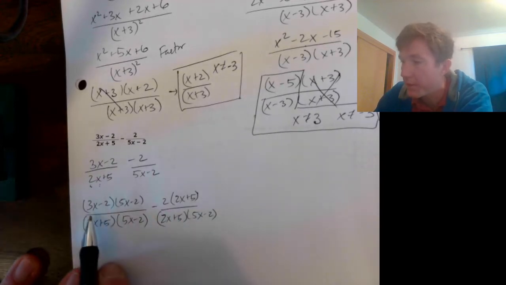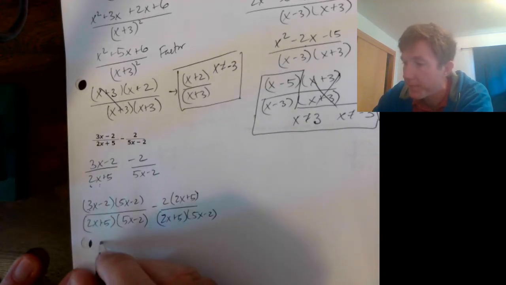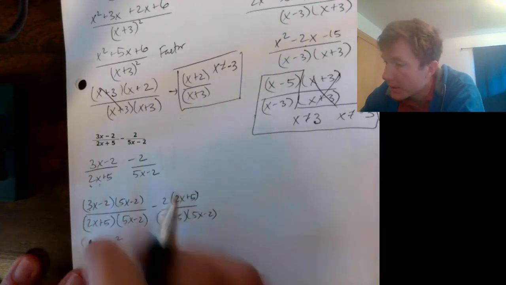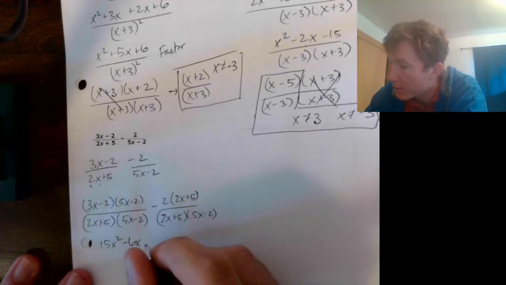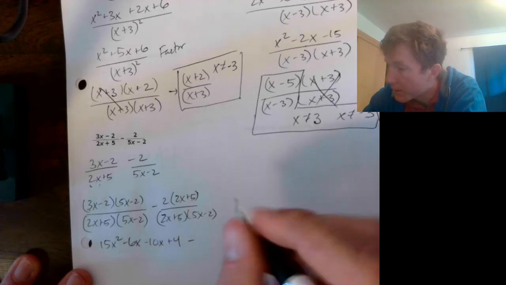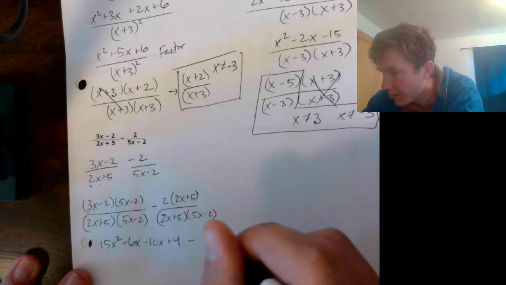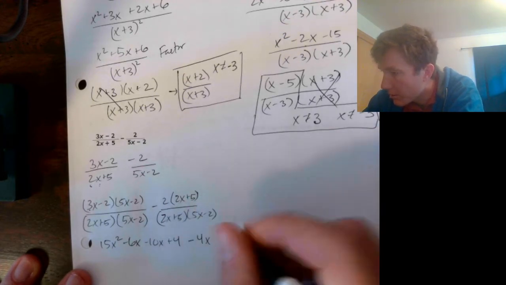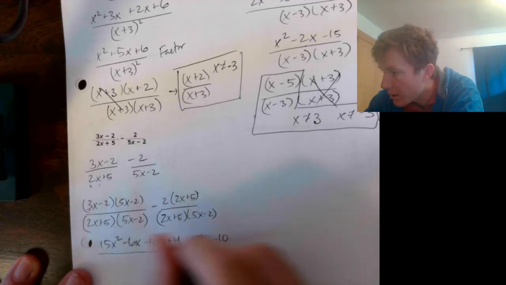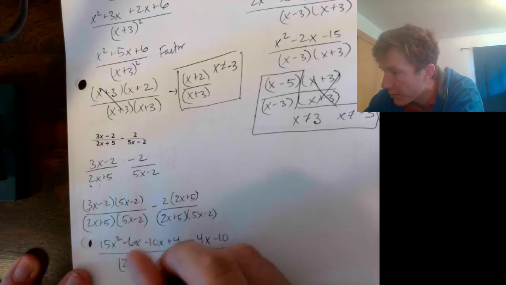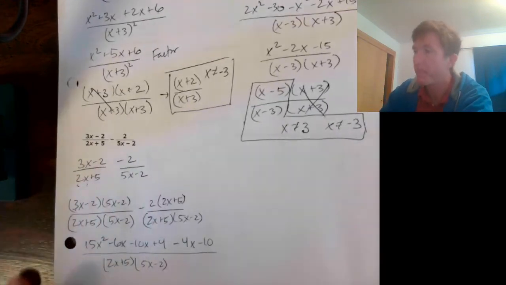So I'm going to FOIL this all out. This will be 15x squared. Outer, so that's minus 6x. Inner, minus 10x. Last, that's plus 4. Minus, distribute, that'll be 4x, and that'll be minus 10. All over 2x plus 5 times 5x minus 2.